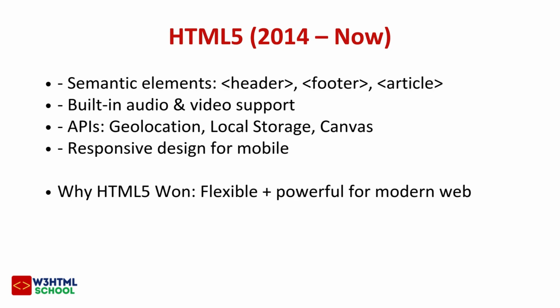HTML5, 2014. Finally, HTML5 came in 2014 and struck the right balance. It introduced semantic elements like header, footer, article, and section. It supported audio and video without plugins, added powerful APIs like geolocation and local storage, and supported responsive design for mobile devices. HTML5 combined flexibility with discipline, making it the standard we use today.